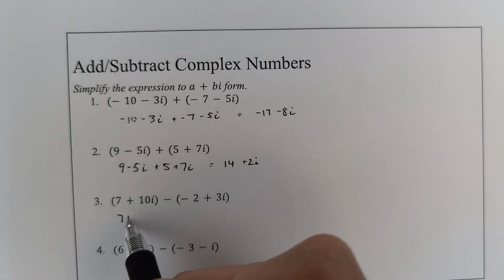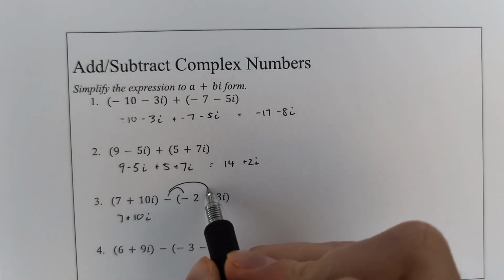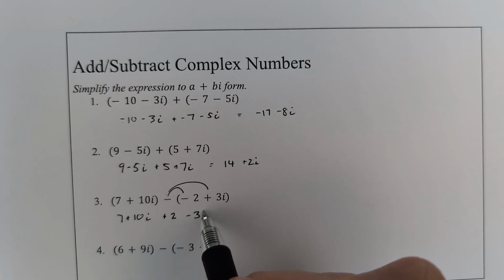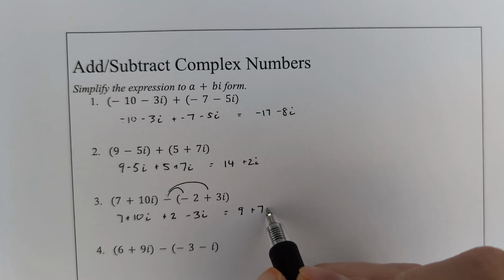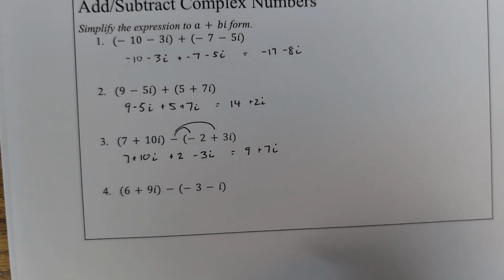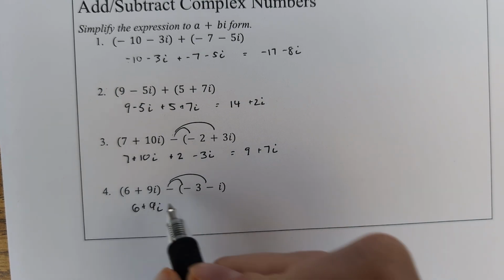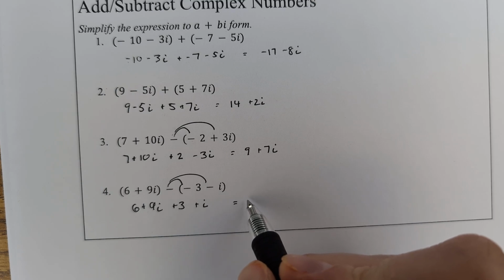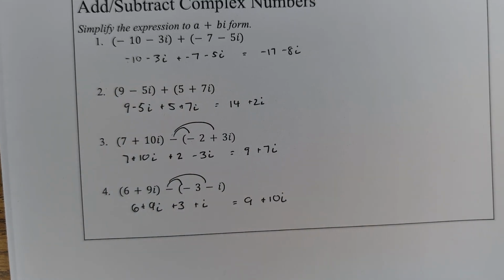For subtraction, on the first set, the parentheses just drop, but in the second set, that negative sign has to distribute. So let's make a +2 and -3i. All in, that's 9 plus 7i. And for our last one, same thing, distribute the negative. So 6 plus 9i plus 3 plus i, for a total of 9 plus 10i.